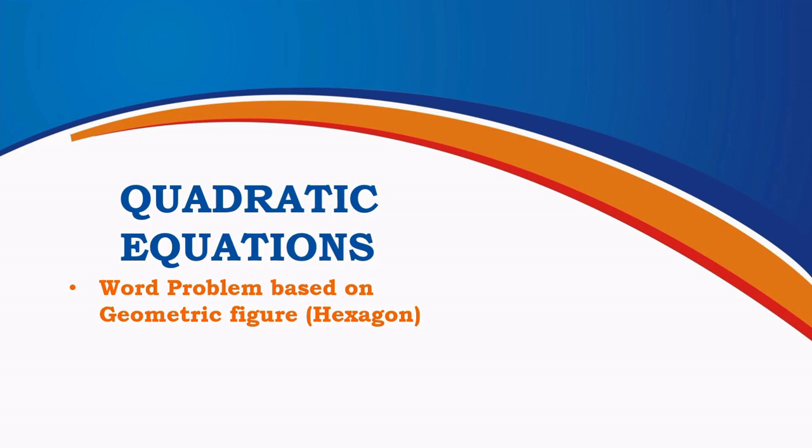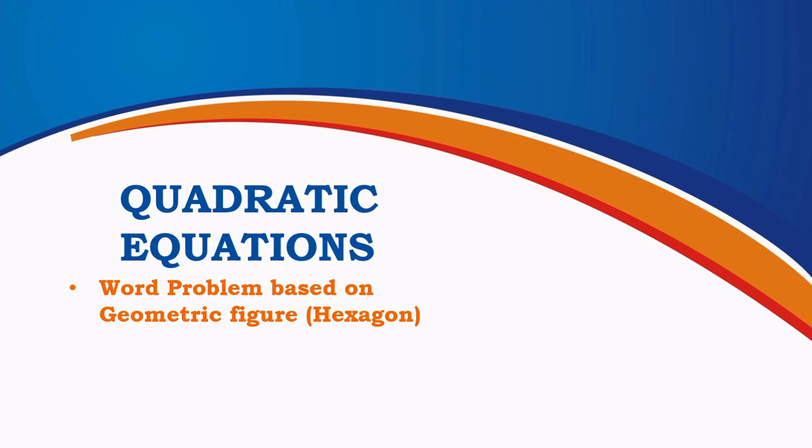Now, we will solve a word problem based on a geometric figure called a hexagon. A hexagon is a polygon that has 6 sides. We will use the properties of a hexagon and convert the given information into a quadratic equation. Then, by solving the quadratic equation, we will determine the unknown quantity asked in the question. This example will help us understand how geometry and algebra work together in solving real mathematical problems.